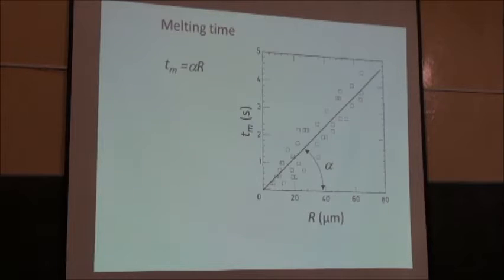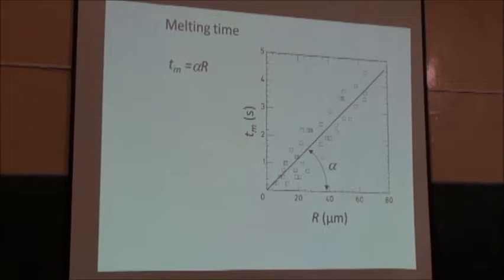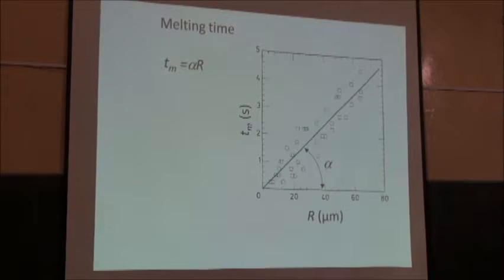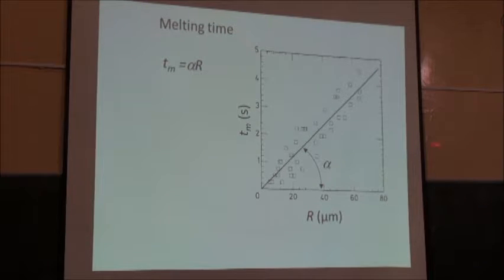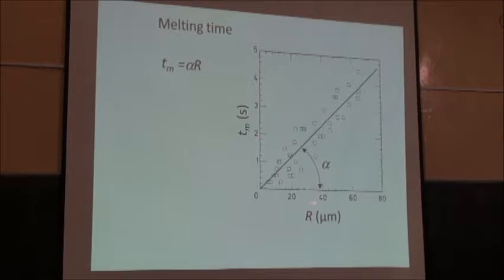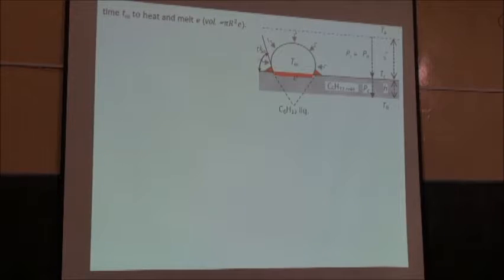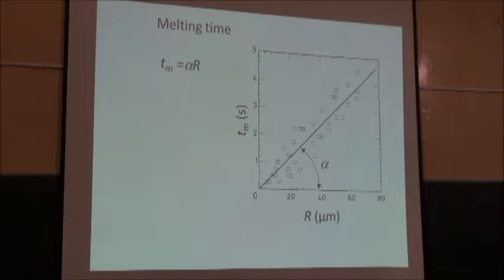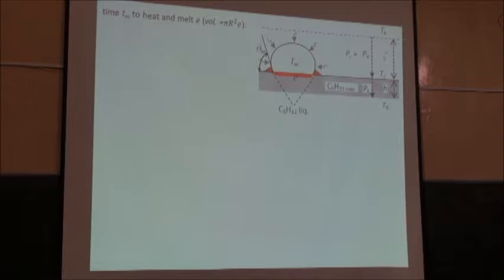We can calculate the melting time versus the radius. That is, you know, the drops don't move for a time, and after they move. So the melting time, that's the time during which the drop is immobile, doesn't move. That's this time Tm. And with respect to the radius, it's proportional to the radius with a slope alpha. Okay, now we can try to express this time Tm, and prove it is really proportional to R. That's simple and not simple.